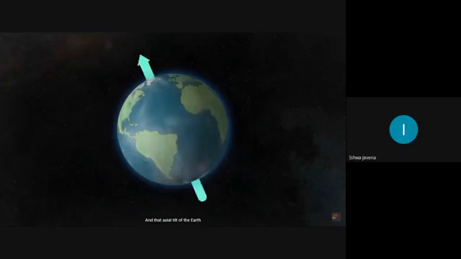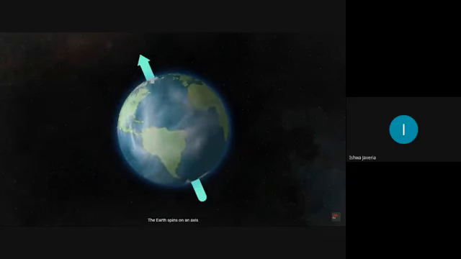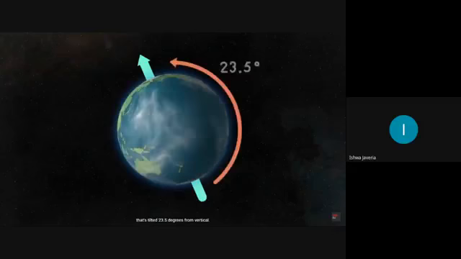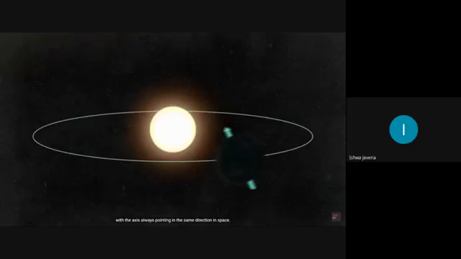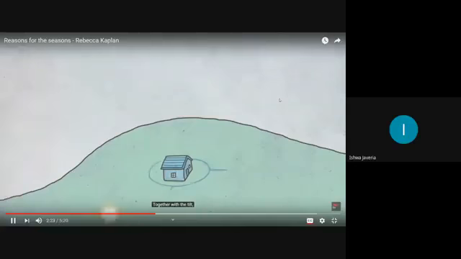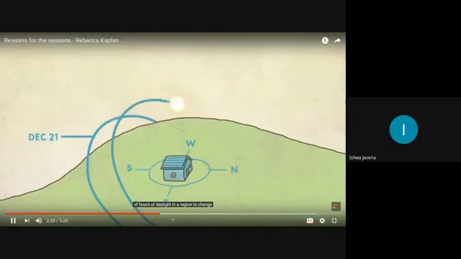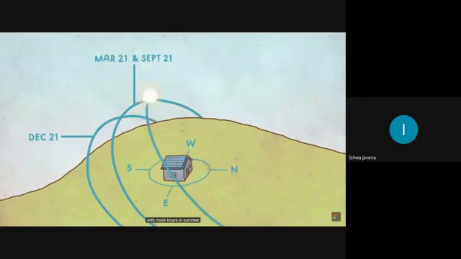And that axial tilt of the Earth is one of the main reasons for the seasons. The Earth spins on an axis that's tilted 23.5 degrees from vertical. At the same time, the Earth revolves around the sun with the axis always pointing in the same direction in space. Together with the tilt, the spinning and revolving causes the number of hours of daylight in a region to change as the year goes by, with more hours in summer and fewer in winter.